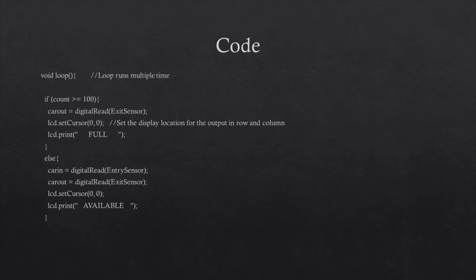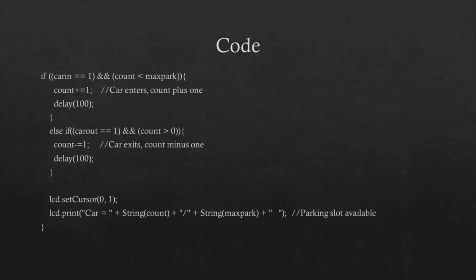Then as for the loop part, if the car parking count is greater than or equal to 100, then full will be printed on the LCD, or else the LCD will print available and it will detect input from the exit and entry sensor. For the next part, if car in, which is connected to the entry sensor, is equal to 1, then count plus 1, and we have a delay of 100 there to prevent the button push from being detected more than once.